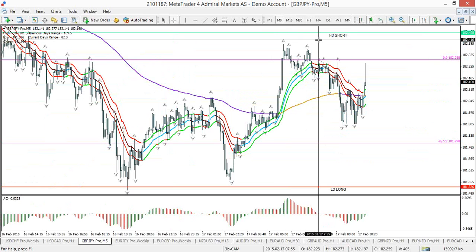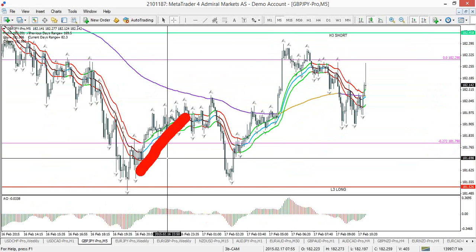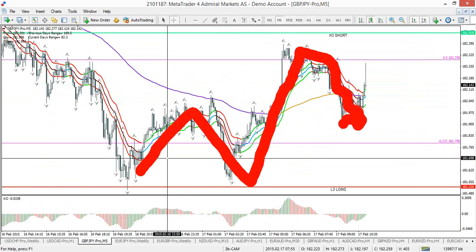The 30-minute chart, of course, has prices relatively close to those Camarilla levels. The 5-minute, obviously, is going to have more space between those levels. And it's kind of making the same pattern as the Kiwi, in fact; it also made this 3-wave correction and is now correcting lower.